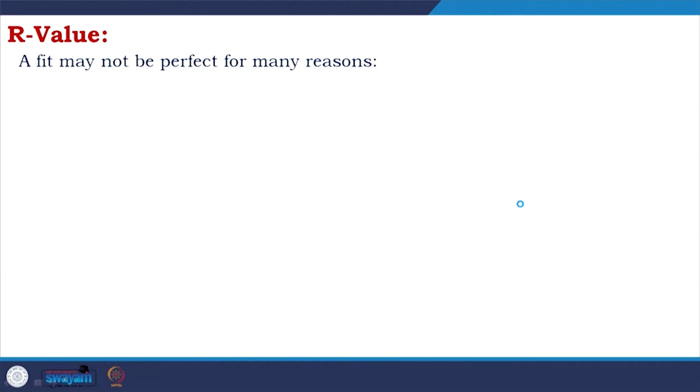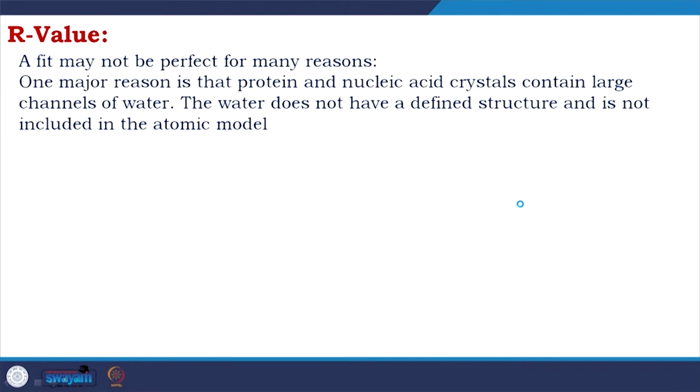In an R value, a fit may not be perfect for many reasons. One major reason is that protein and nucleic acid crystals contain large channels of water. So, remember we talked about that in a crystal, a general conception is that the protein molecule, the nucleic acid molecule, they freeze, and that is coming from the idea that we are getting a static model because the molecule is frozen there.